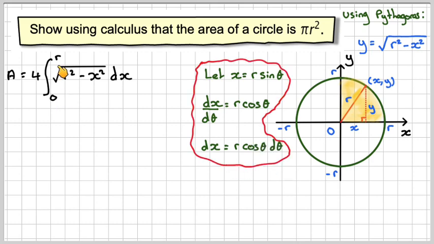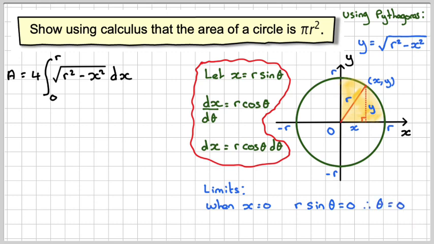It's also useful to change the limits, 0 and r. So the limits, when x is equal to 0, so this r sine theta will be equal to 0. Okay, and then for sine theta to be equal to 0, theta would have to also be equal to 0.